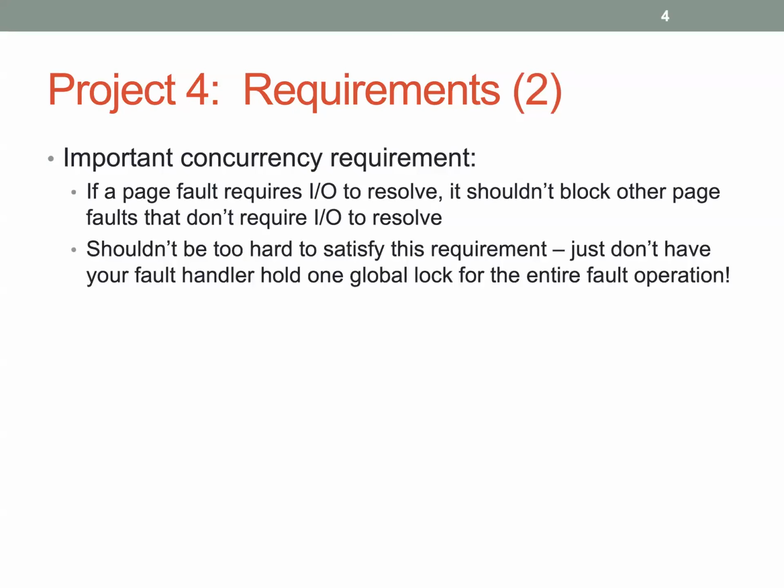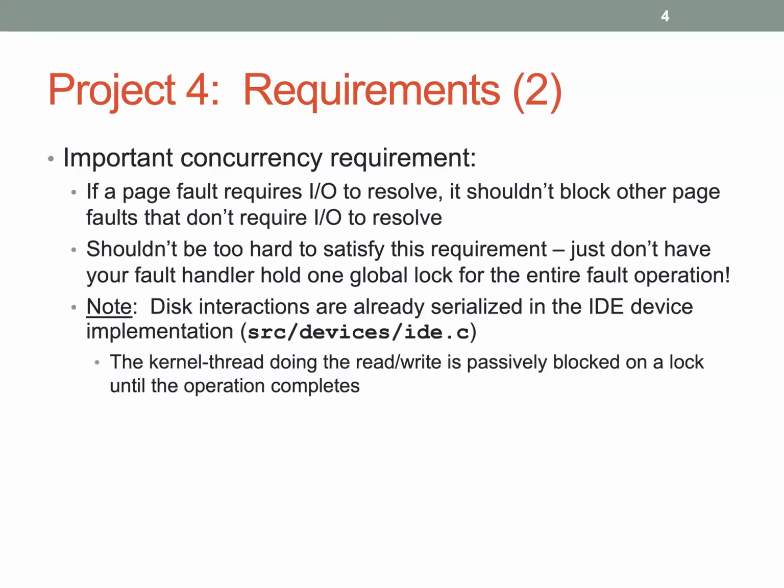Okay. The big deal is don't have any big global locks that block the entire faulting operation, because then the fault handling is forced to be sequential, and that's an easy way to violate the concurrency requirement of the assignment. There are a few subtle ways that you can do things, which I'll talk about. Hopefully I'll have time as I get through this sequence of slides. But ideally, the important thing is don't hold one big lock that guards the entire fault mechanism. Disk interactions are already serialized. So this is part of it.